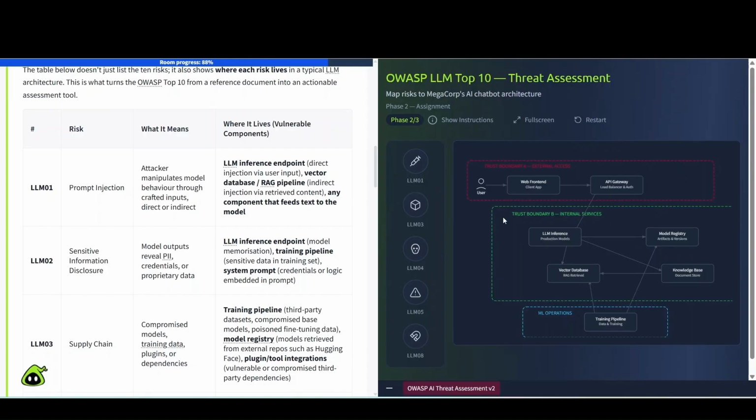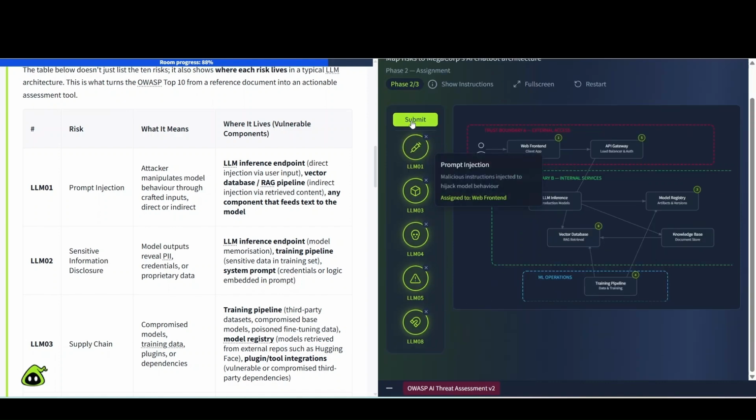So anyway, let's do this again, because I did it 2 times, and each time I had to go back and do it. So this time I'm just going to follow these particular steps here. First one, prompt injection, is going to go under web front end, client app. The next one is going to be 5, improper output handling, API gateway here. The next one, 3, is going to be model registry. Next one is going to be 4, which is going to be training pipeline. Then 8 looks like vector database here.